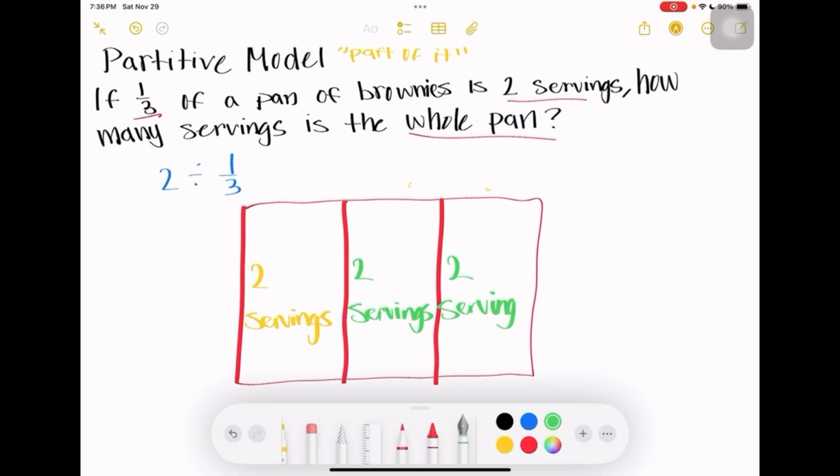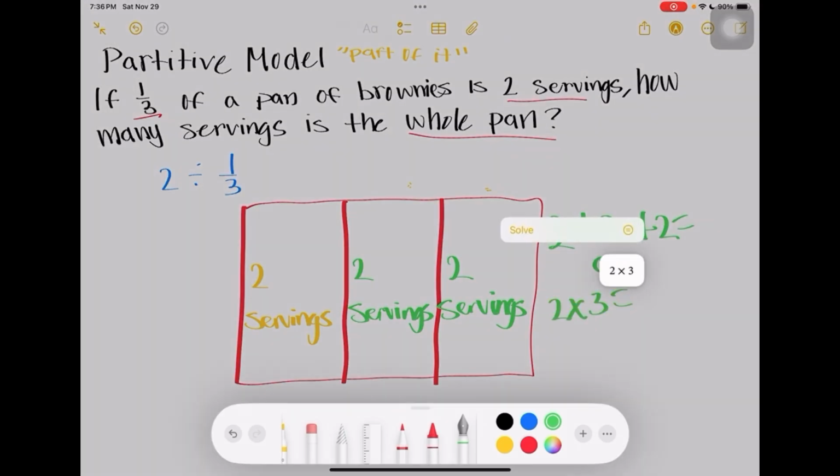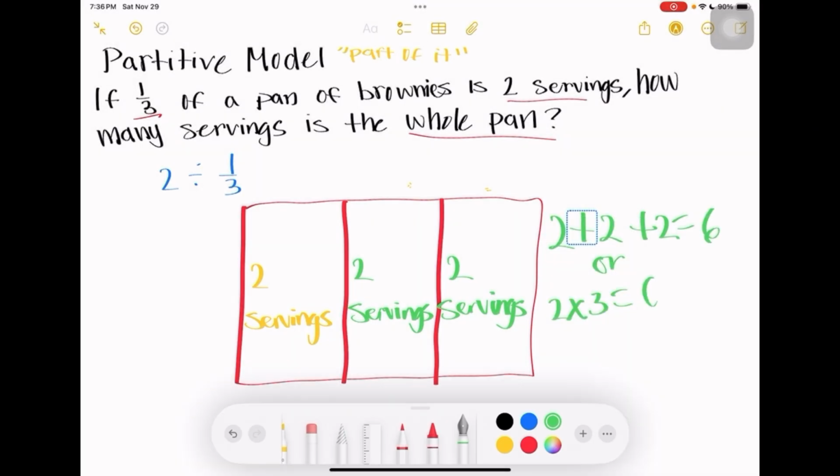This leaves us with 2 plus 2 plus 2, or 2 times 3. Both sentences will give us 6. So how many servings is the whole pan? The whole pan is 6 servings.